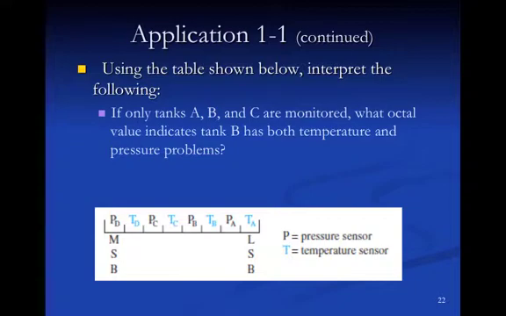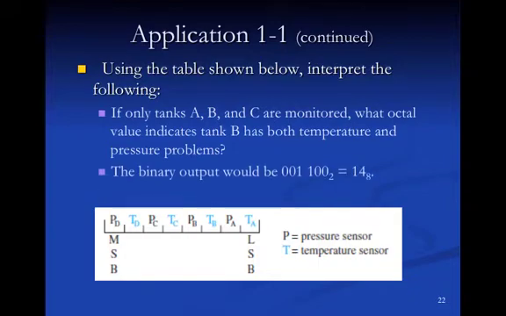Now, if only tanks A, B, and C are monitored, what octal value indicates tank B has both temperature and pressure problems? The binary output would be 001100, which is equal to 14 in octal.